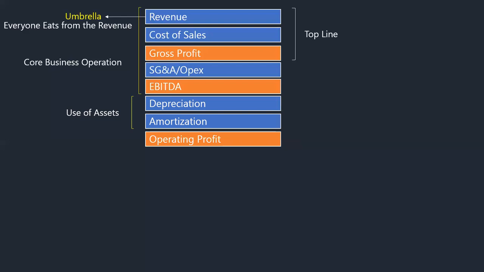So if this is the core business operation, I think it's supposed to be called operating profit. What do you think? The difference between EBITDA and what we call operating profit is the fact that EBITDA, in my own opinion, and this is what I say every time, is what I call cash profits.